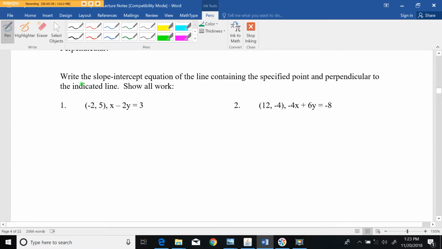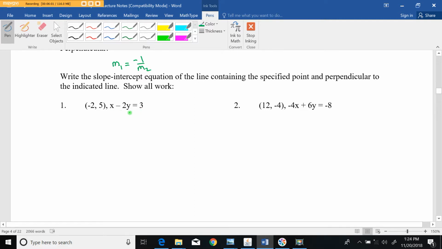Now we're going to look for the equation of a line that's perpendicular to this. When lines are parallel, they have the same slope. When lines are perpendicular, their slopes are opposite reciprocals, meaning that, let's say, m1 is minus 1 over m2.